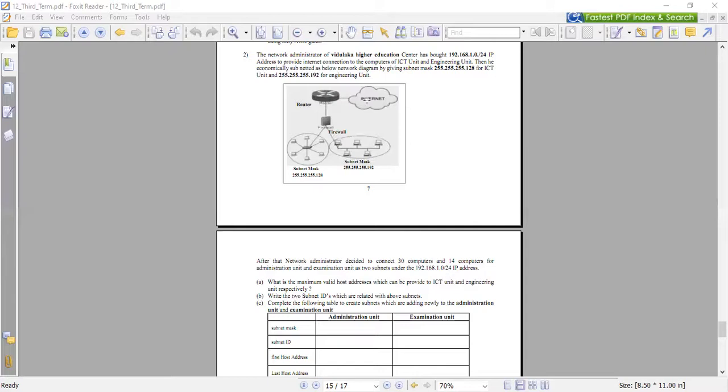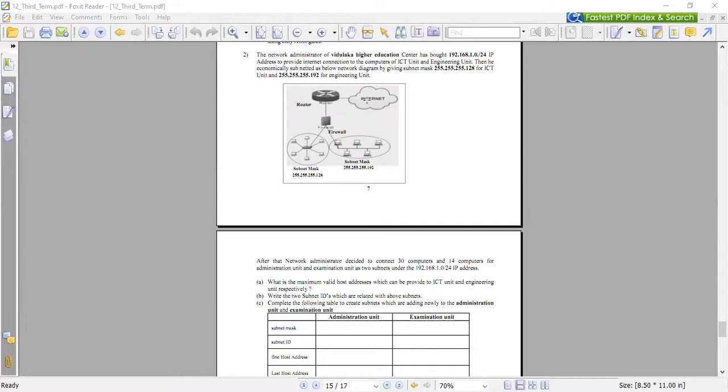They have given two subnet masks. After that the network administrator decided to connect 30 computers and 14 computers for the administration and examination units. Then taking two more units as two subnets under 192.168.1.0/24, what is the maximum valid host addresses which can be provided to the ICT unit and engineering unit respectively?